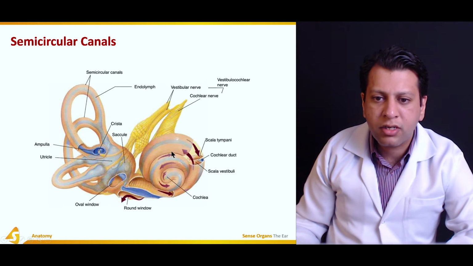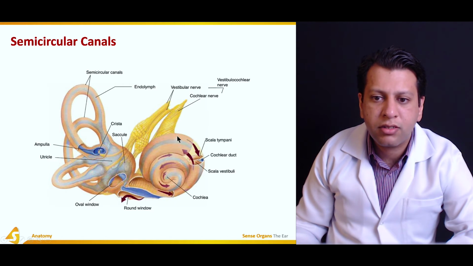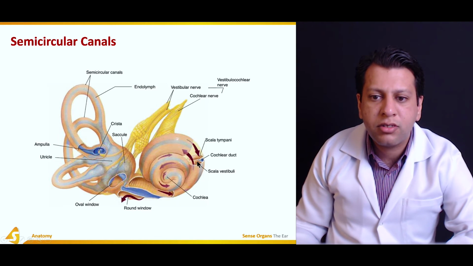As you can appreciate, this contains 2.5 turns, and if you see over here, the fluid is flowing in this direction on one side and the other direction on this side. So if there are any disturbances of the fluid flow in the cochlear duct, the stereocilia would be stimulated and will cause the conduction to be transferred across the cochlear nerve.